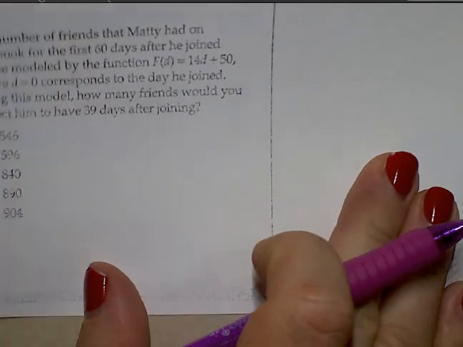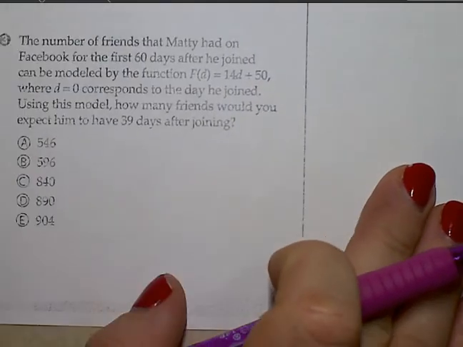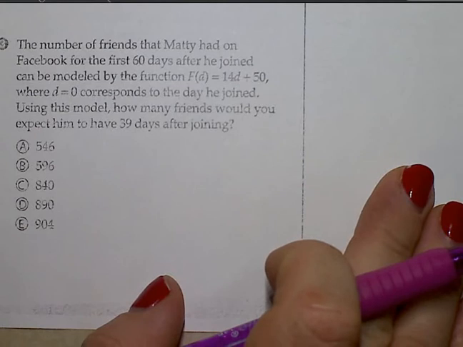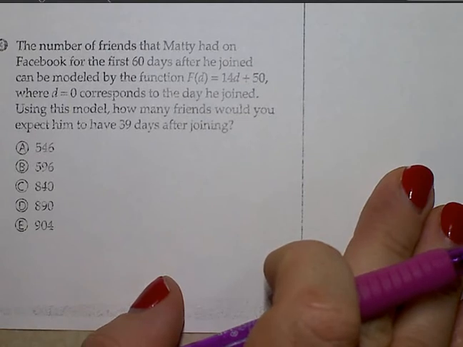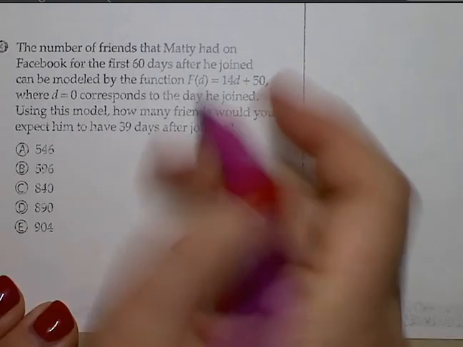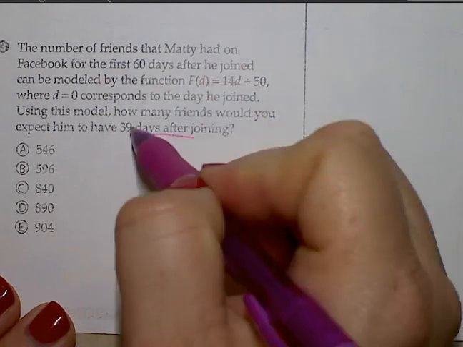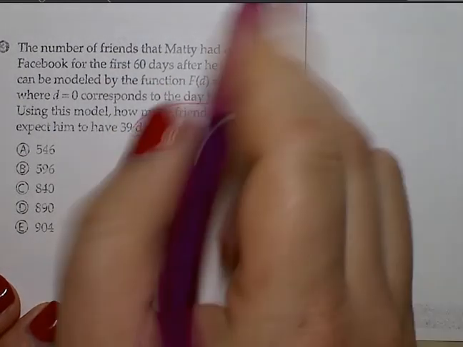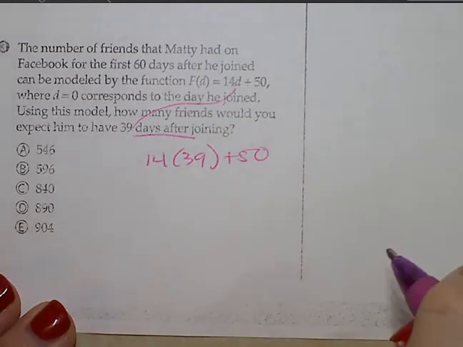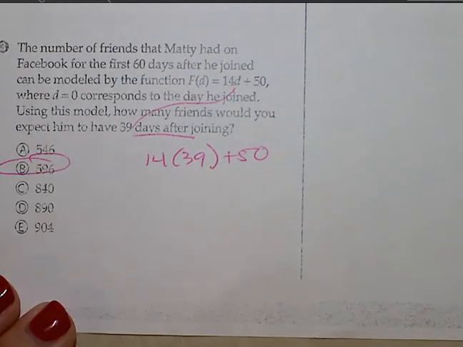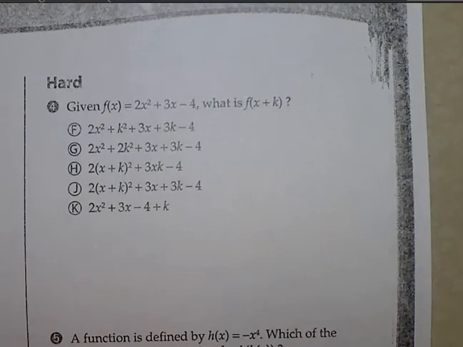Number 3. The number of friends that Maddie had on Facebook for the first 60 days after he joined can be modeled by the function given. Where D equals 0 corresponds to the day he joined. Using this model, how many friends would you expect him to have 39 days after joining? So after joining, which means I get to plug in 39 for D. 14 times 39 plus 50. Please do that for me. And I believe I came up with an answer of B. How many of you had B? Great job.